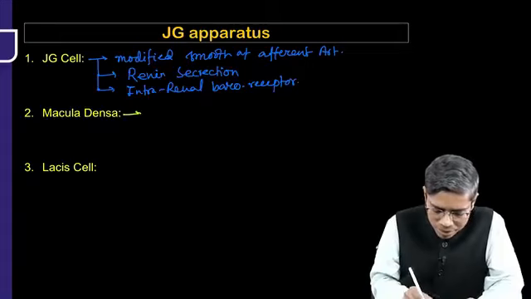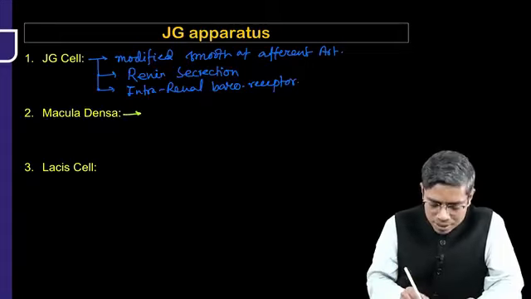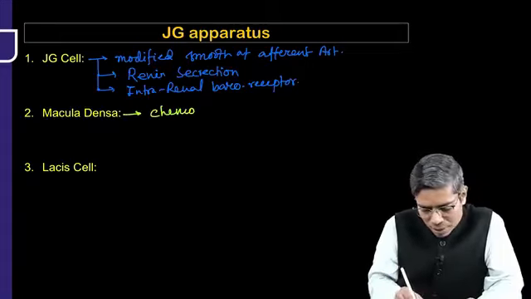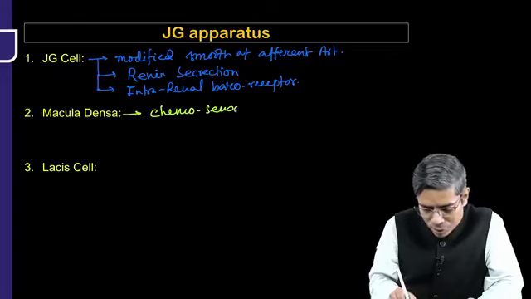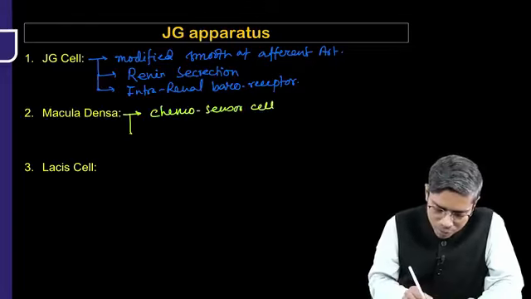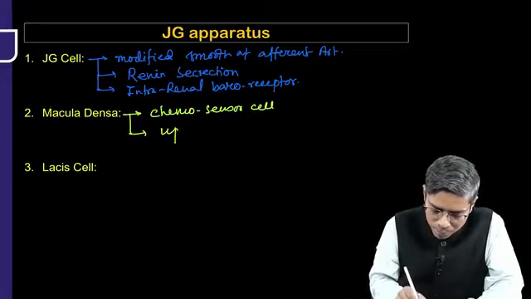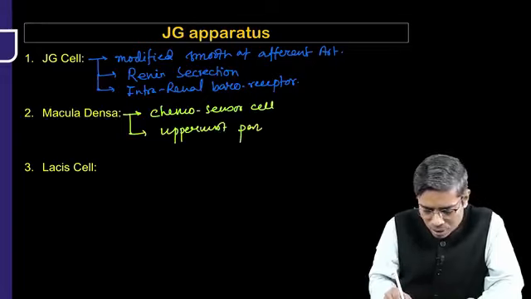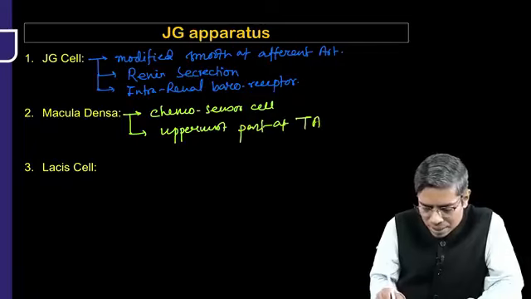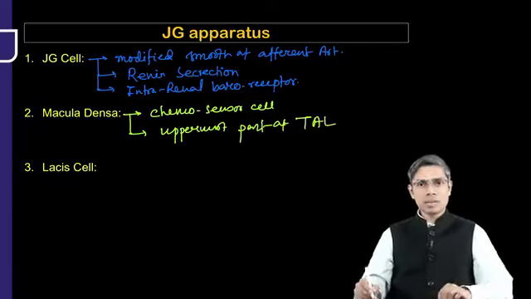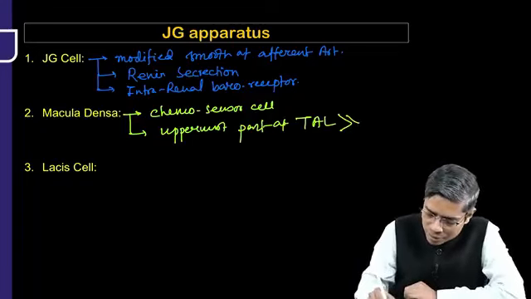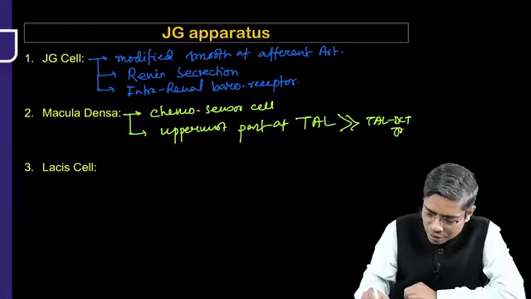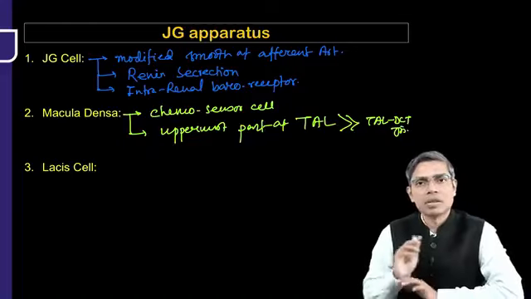Second, the macula densa cell. I told you that the macula densa cell is a kind of chemoreceptor cell, and it is located at the uppermost part of the TAL, the thick ascending limb of loop of Henle. If TAL is not given in the choices, then the TAL-DCT junction will be your answer, but not the DCT.